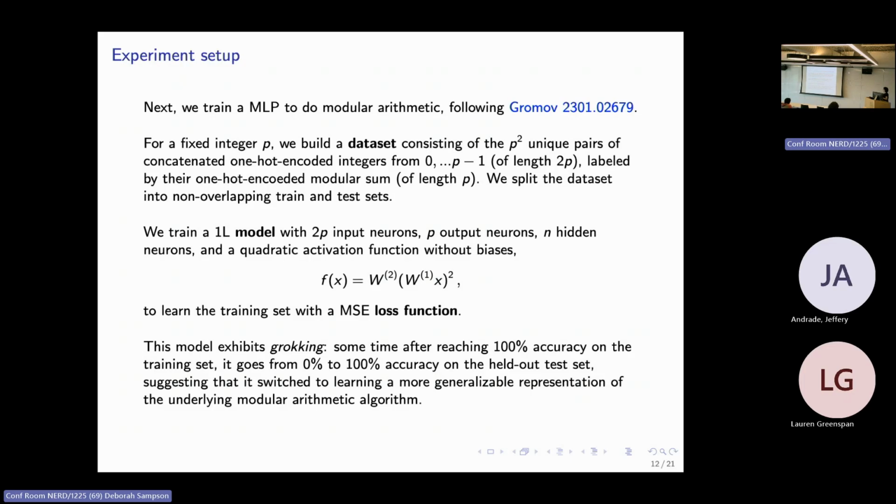And we split this data set into non-overlapping train and test sets. And then we train a one-layer feed-forward model with 2p input neurons, p output neurons, and n hidden neurons, which is the free parameter, and a quadratic activation function, to learn this data set with MSE loss. And this very simple setup exhibits a phenomenon called grokking, where sometime after it reaches 100% accuracy on the training set, it very quickly goes from 0 to 100% accuracy on the held out test set, suggesting that it switched to learning a more generalizable representation of this underlying modular arithmetic algorithm.